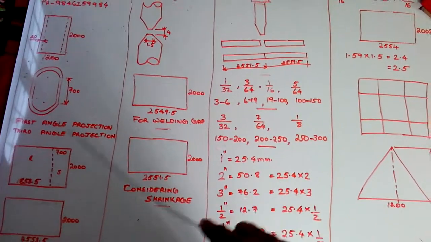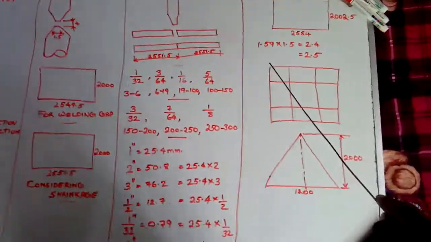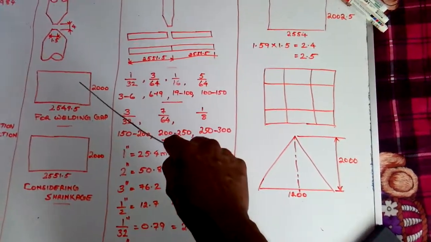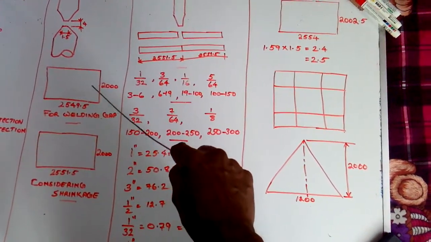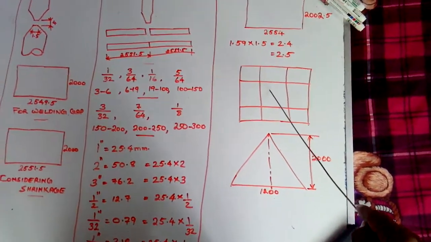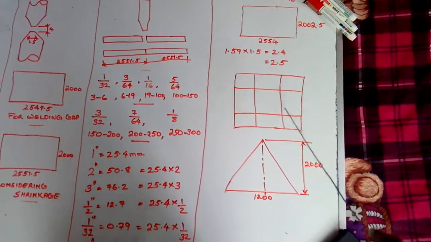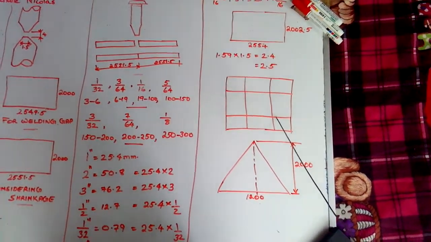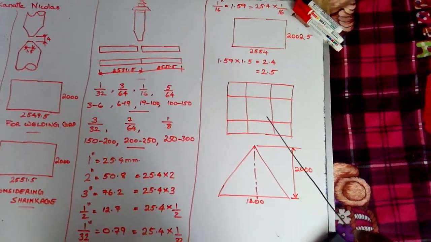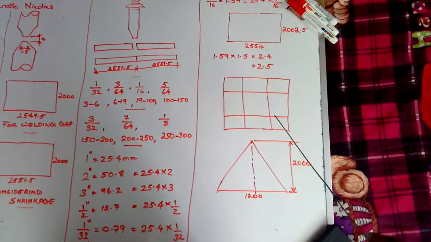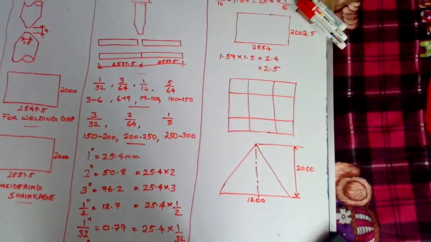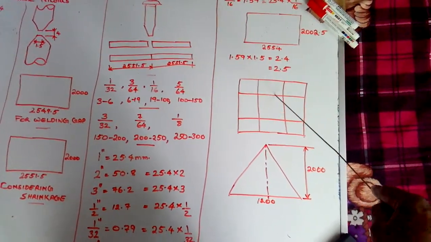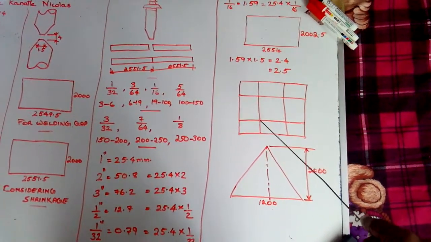If you are cutting it from a big plate like this, and 2549.5 into 2000 is this, think about this. This center portion is this much, so there is nothing to worry about. When you do it, you can gas cut or plasma cut. Mostly you may be doing gas cutting or plasma cutting. You can cut its outside.